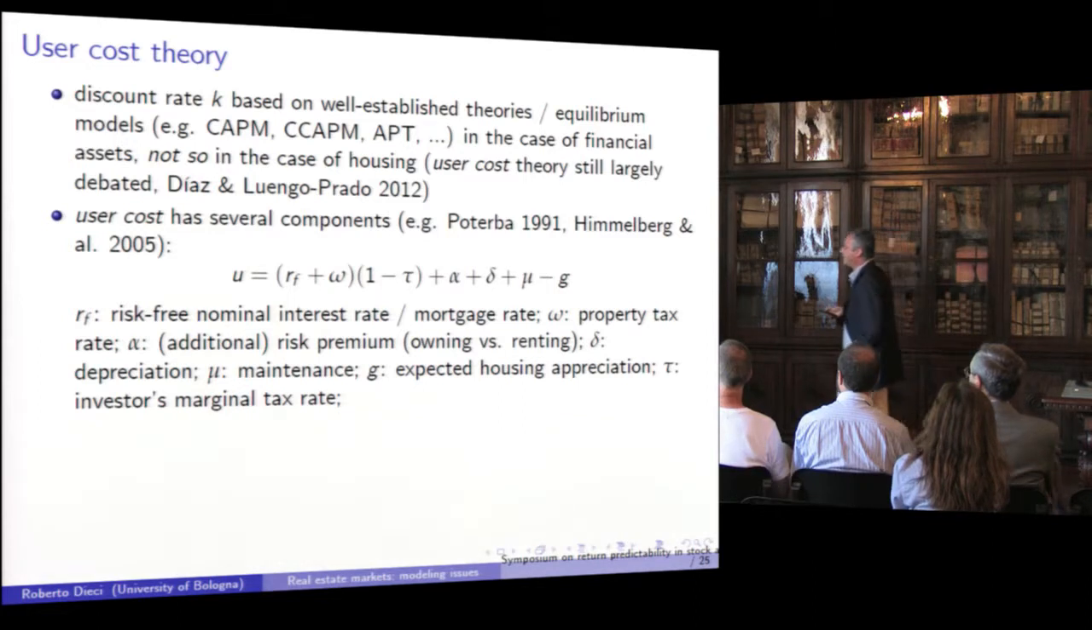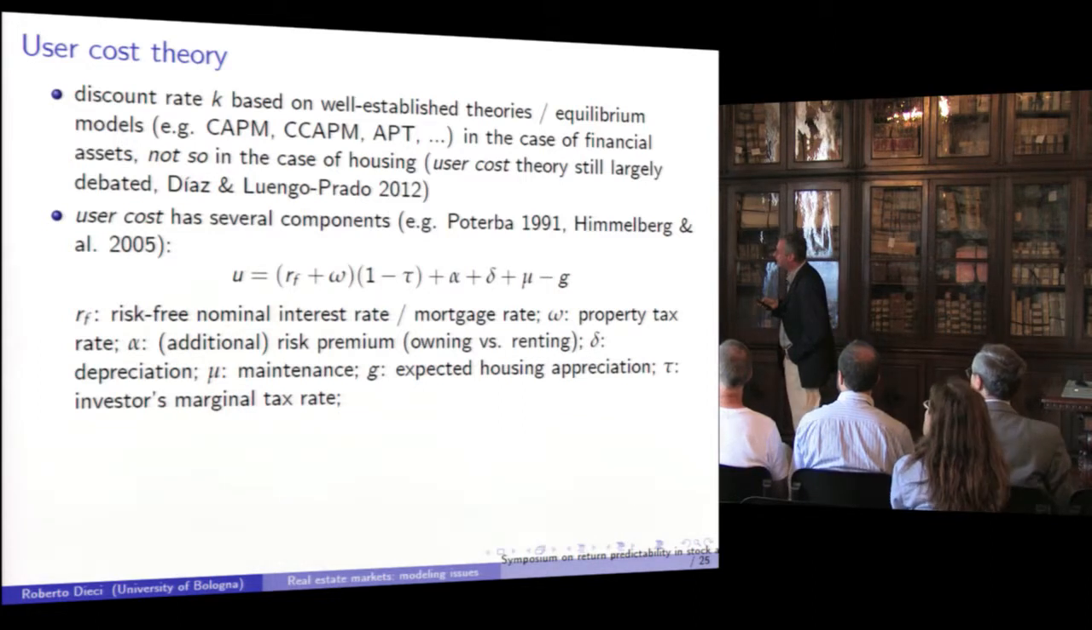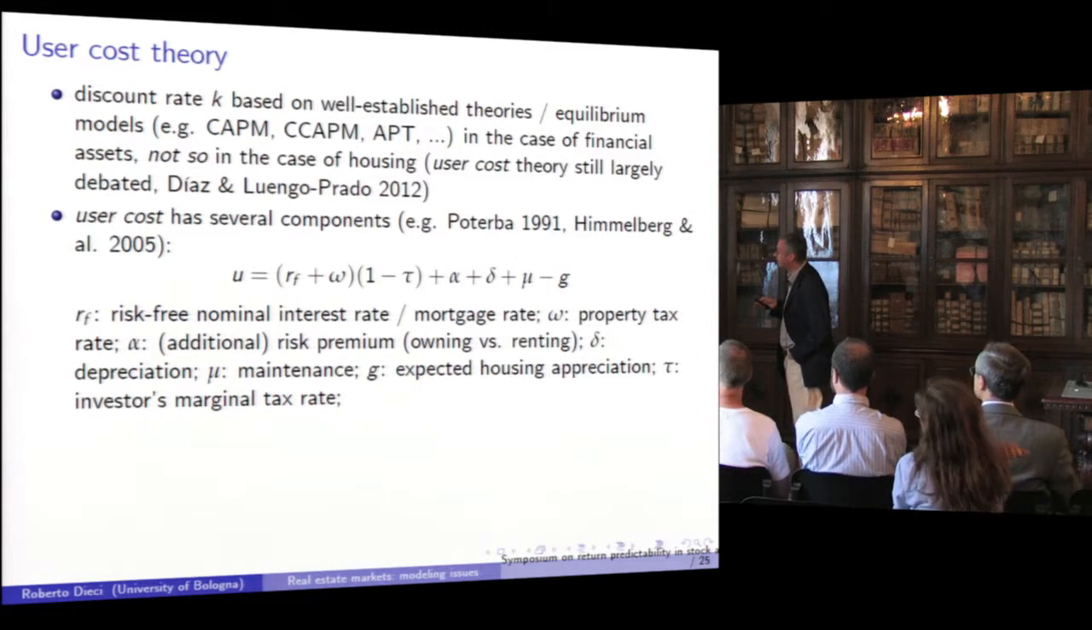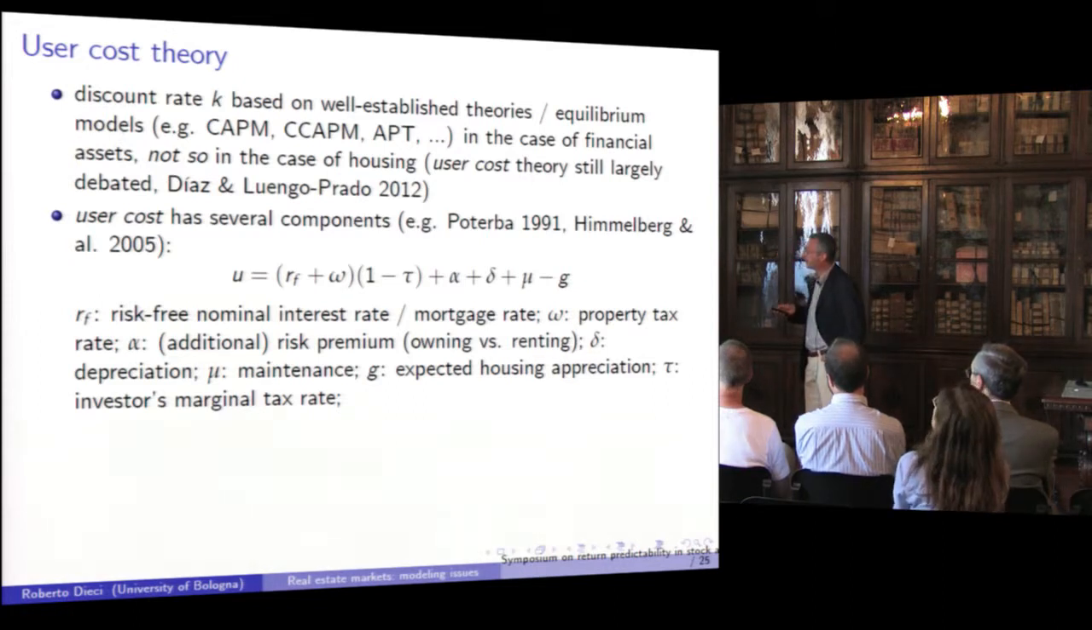How is the user cost defined? I expanded the K in the previous equation. This is again G, minus G is minus expected appreciation. The K is expanded in this way. RF is a risk-free nominal interest rate, but it may also be the mortgage rate, in the case of housing.